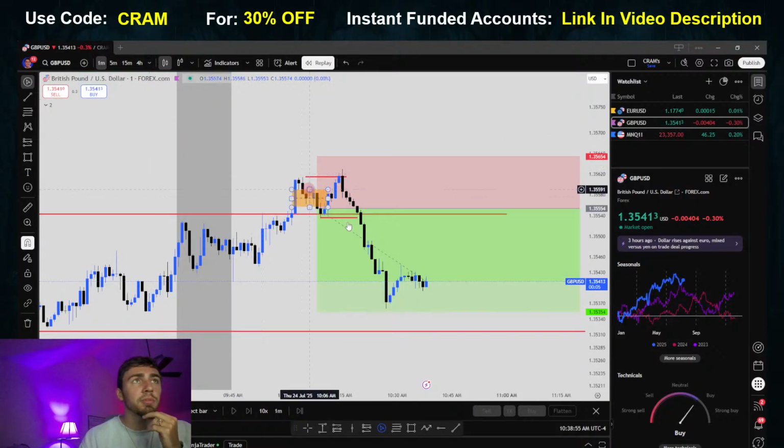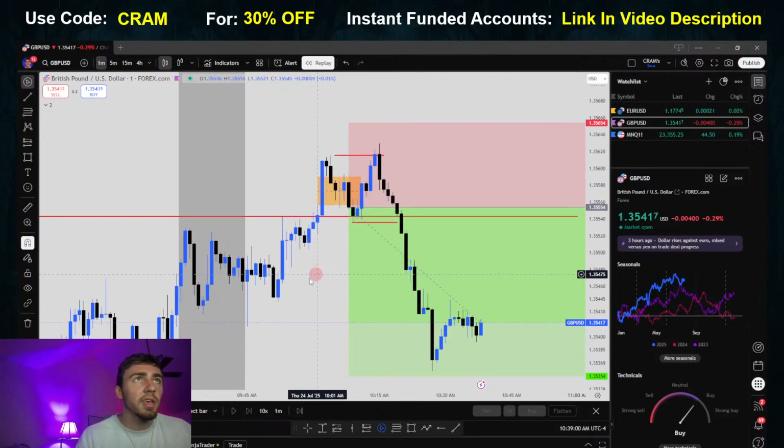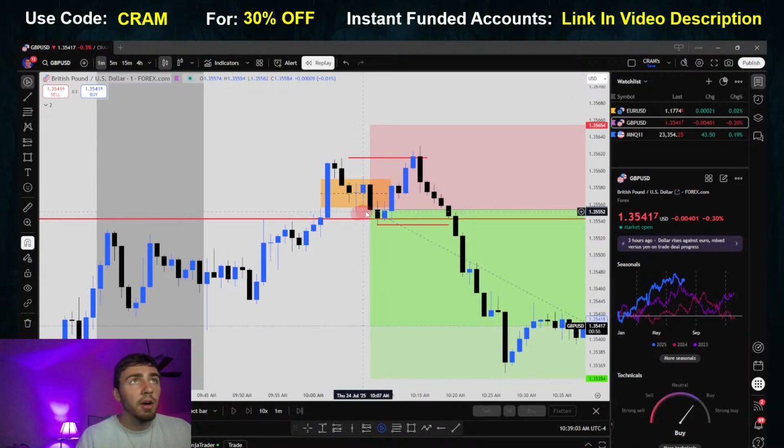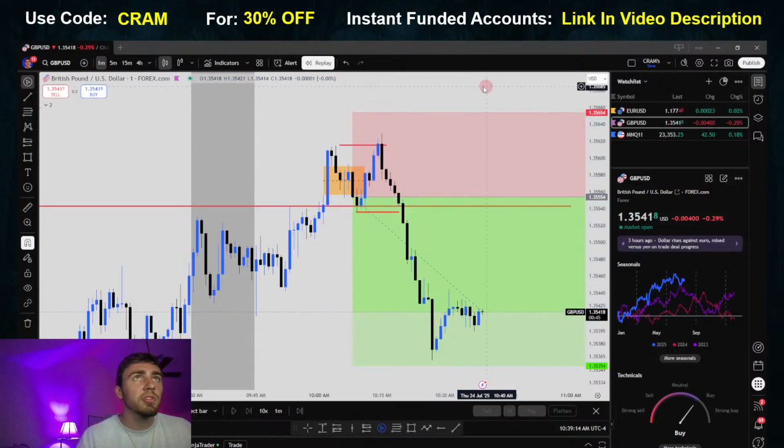Here's the thing though. That 10 pip stop loss has been super helpful in my backtest too, guys, because I've noticed so many different times that I'll get in right here, you'll put your stop loss right there, and then look what happens. Having just a set 10 pip stop loss has been so much nicer for me.